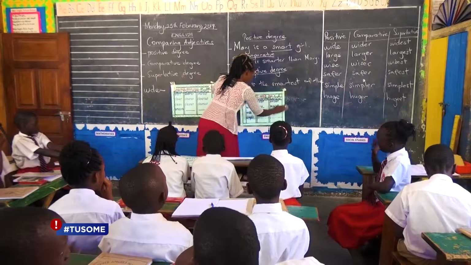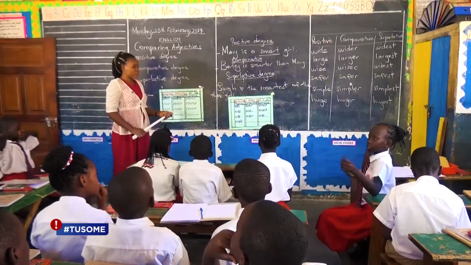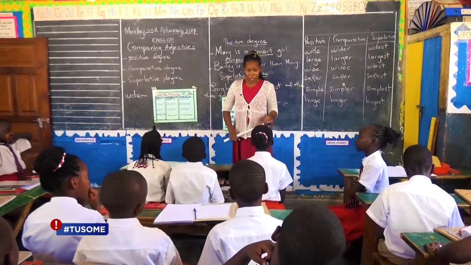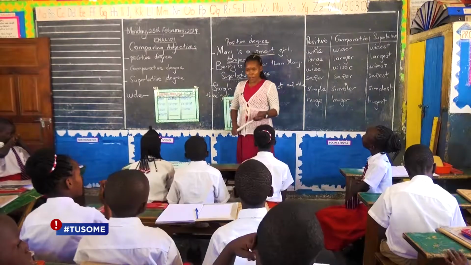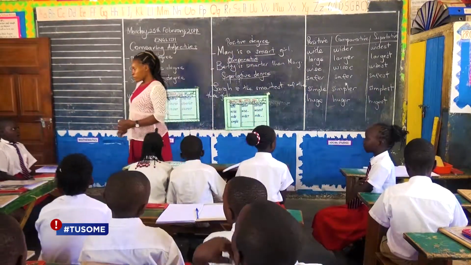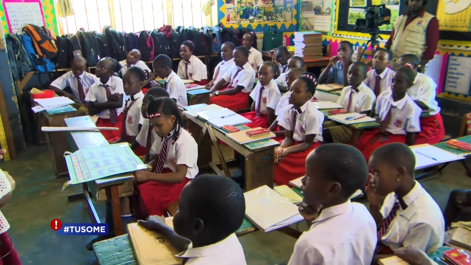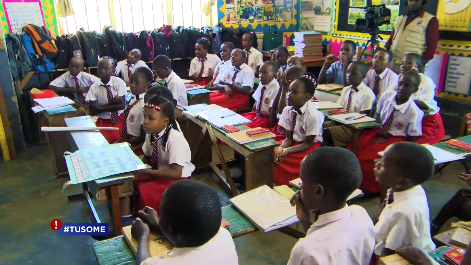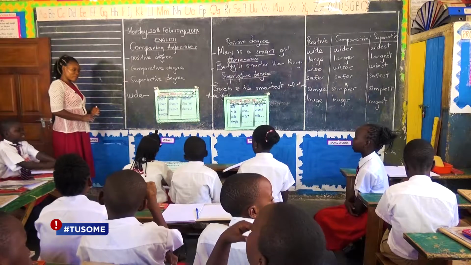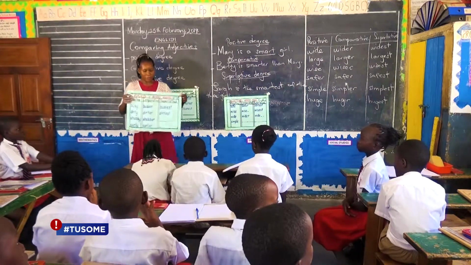Now we are going to another group. Do you know the other group? The other group is those regular adjectives that end with Y. What do we do with Y when we are forming the comparative and superlative? We drop Y and we add -ier and -iest. Very good.